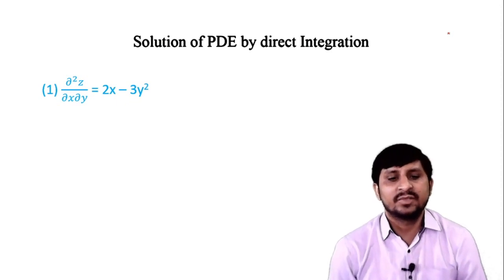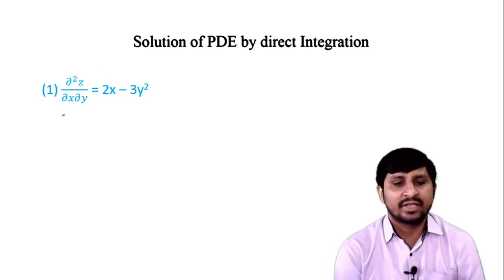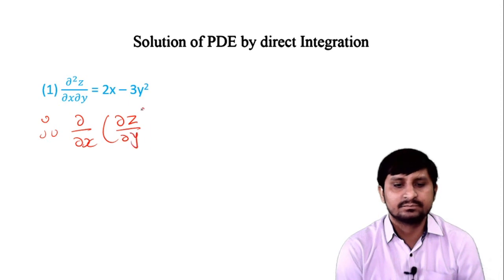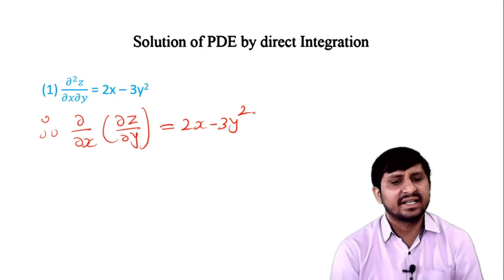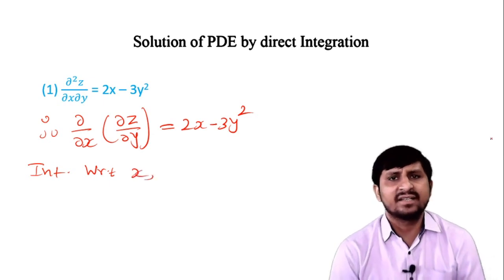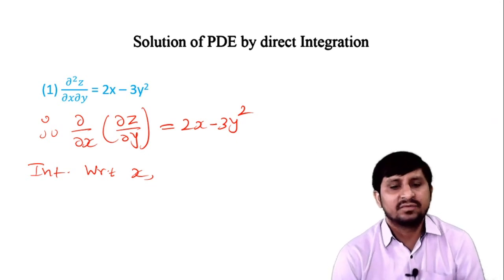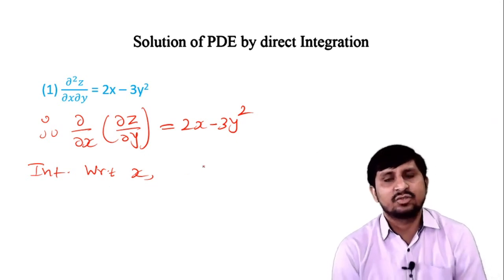This is my first example: del square z by del x del y is equal to 2x minus 3y square. The left hand side has the same term, del square z by del x del y, so I can write this as del by del x of del z by del y equal to 2x minus 3y square. Now integrate with respect to x on both sides. Write down the full sentence at least in the examination; I'm not writing the full sentence here.